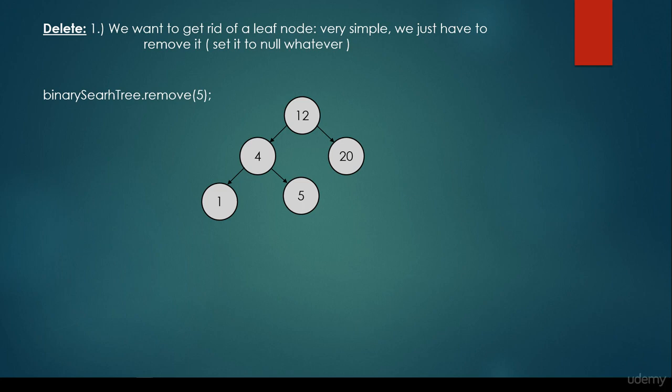So, first we have to search for the item we would like to delete. We start at the root node, 5 is smaller, we go to the left, 5 is greater than 4, so we go to the right, and this is the item we would like to get rid of. We just set it to null. So we set the 5's parent, which is the 4's right child, to be equal to null.